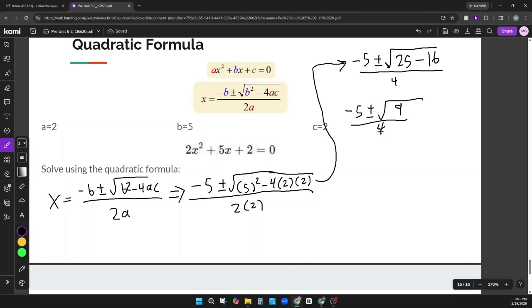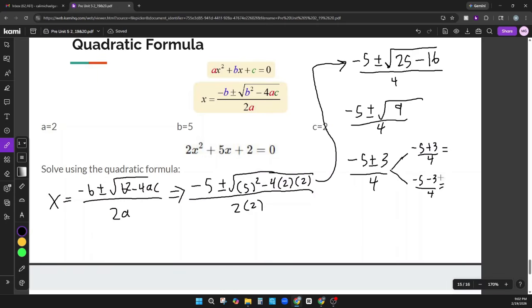But now we could actually deal with my square root, and of course we know the square root of 9 is going to be 3. And just like that, we have something very approachable, something we might have even seen in our last unit. We know this plus minus from our other lessons means that we have a positive 3 and a negative 3 in there. So when I have a plus minus, I split because I'm going to make two solutions out of this. I'm going to rewrite this as negative 5 plus 3 over 4 and negative 5 minus 3 over 4.